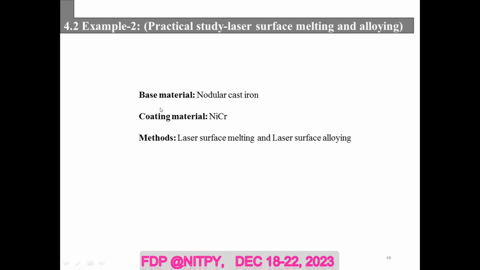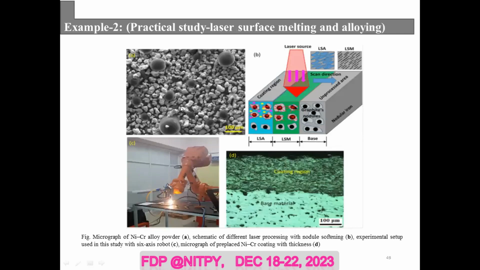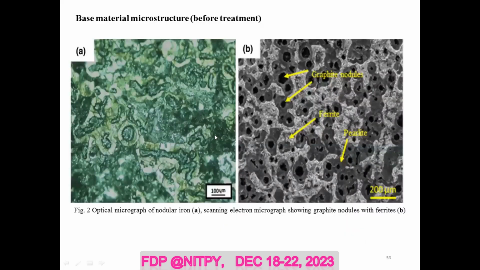You can see the morphology of the nickel chromium powders. And this is the experimental setup we have used for the alloying and melting process. And these are the pre-placed coating cross-section images. At the same time, we can see the base material microstructures before the treatment. There are the graphite nodules. We can see the pearlite and ferrite in the images.